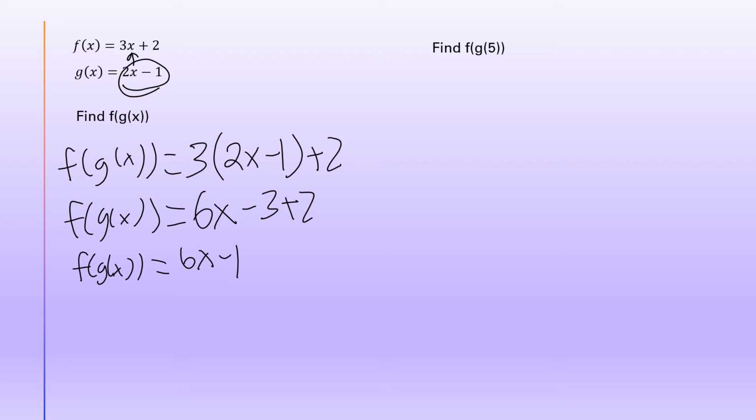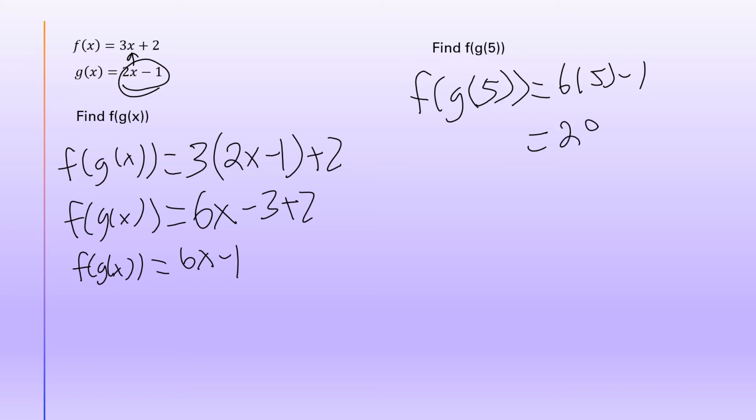And let's say we want to find f of g of 5. So we know that the function f of g of x equals 6x minus 1. So we just substitute 5 for x, which gives us 6 times 5 minus 1. So f of g of 5 equals 29.